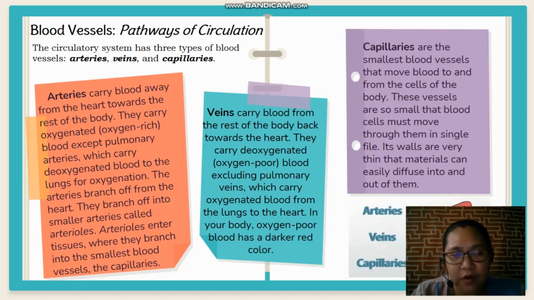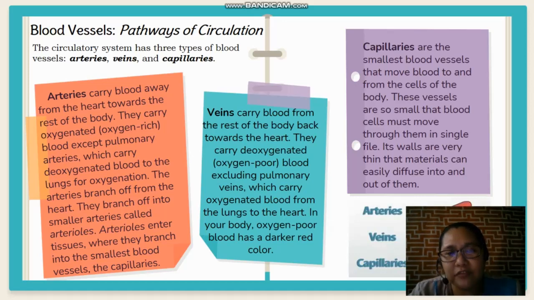The second type of blood vessel is the veins. Veins are described as the carriers of blood from the rest of the body back towards the heart. They carry the deoxygenated, or oxygen-poor, blood. This time it excludes the pulmonary veins, which carry oxygenated blood from the lungs to the heart. In our bodies, oxygen-poor blood has a darker red color. So yung walang oxygen na dala-dalang dugo, they have a darker red color.